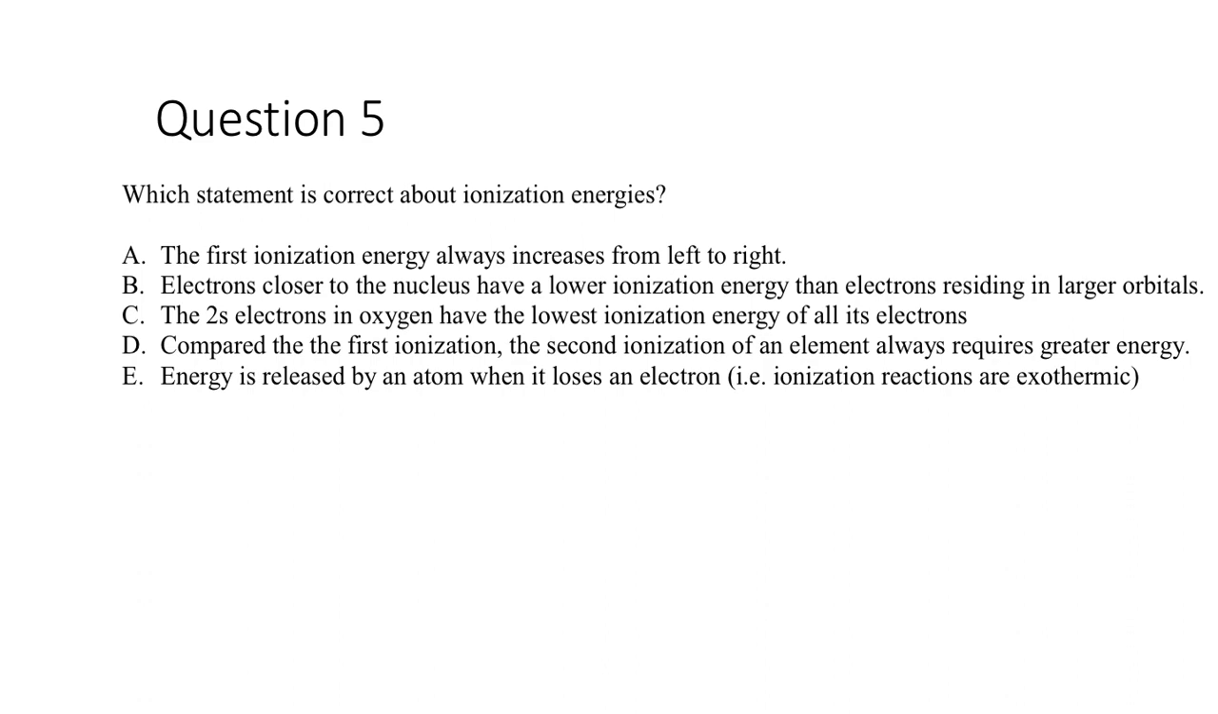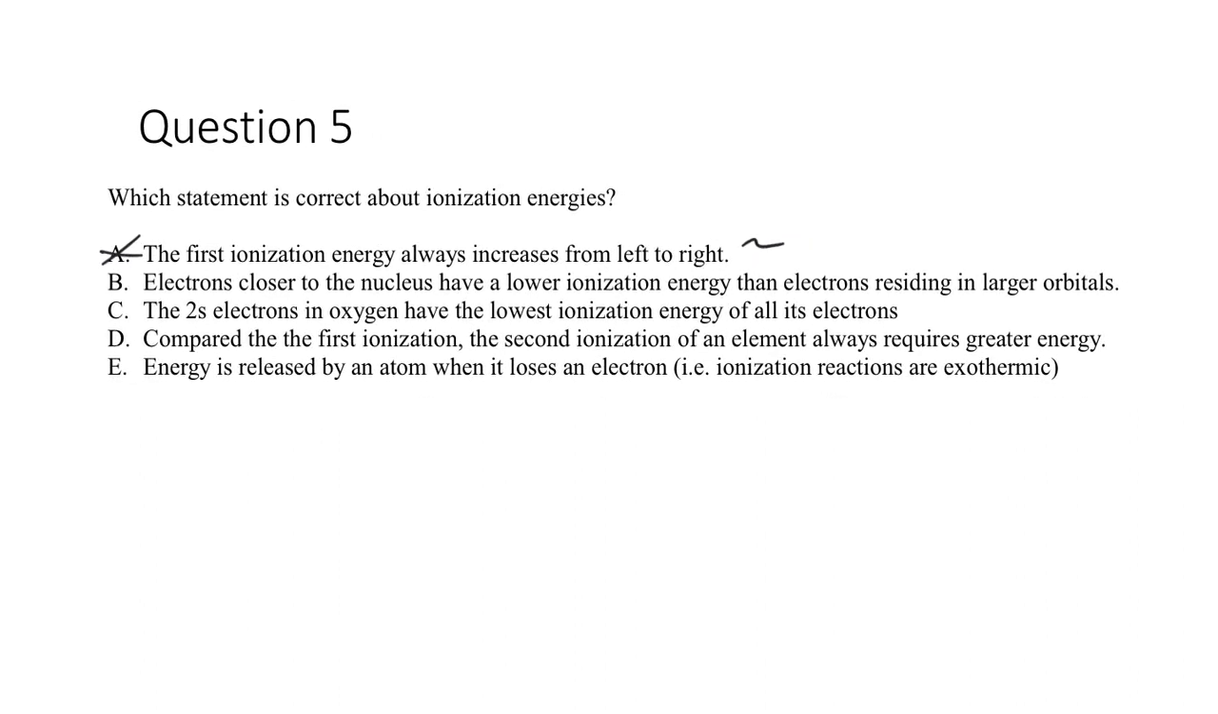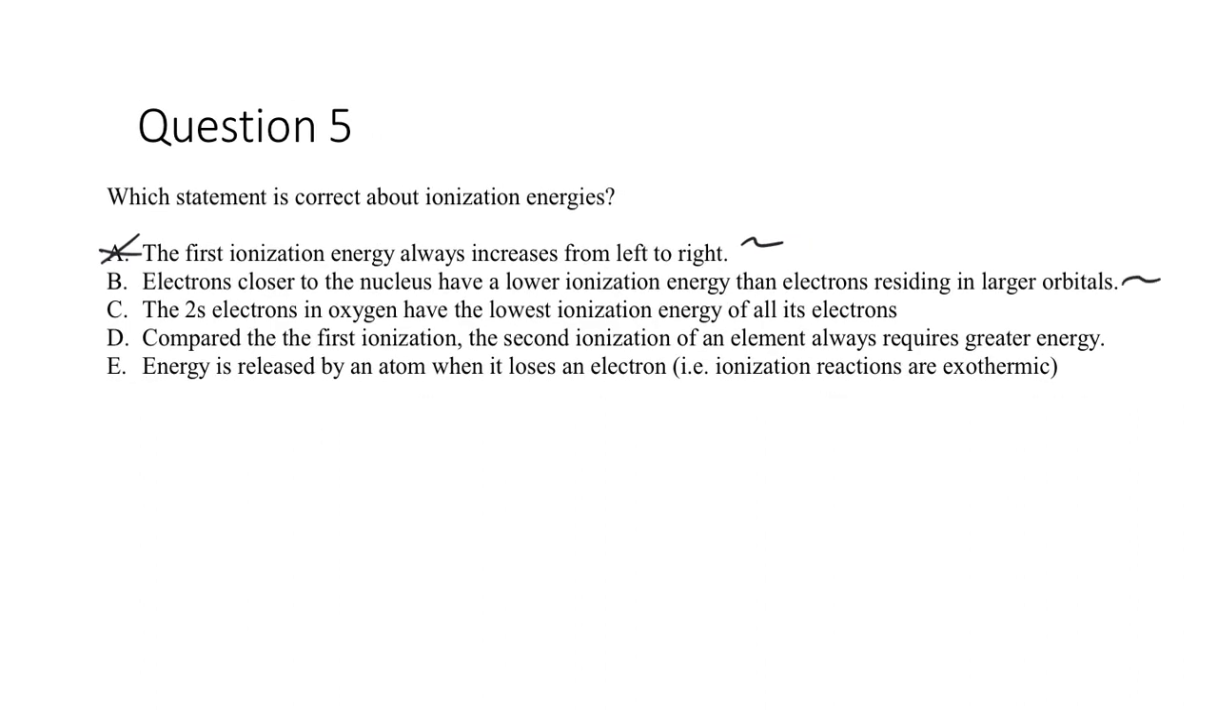The first ionization energy always increases left to right. That doesn't sound right because we have that periodic inconsistency. And so that doesn't sound like a correct statement. Electrons closer to the nucleus have a lower ionization energy than electrons residing in larger orbitals. That sounds pretty good, so that sounds like it could be the right answer.